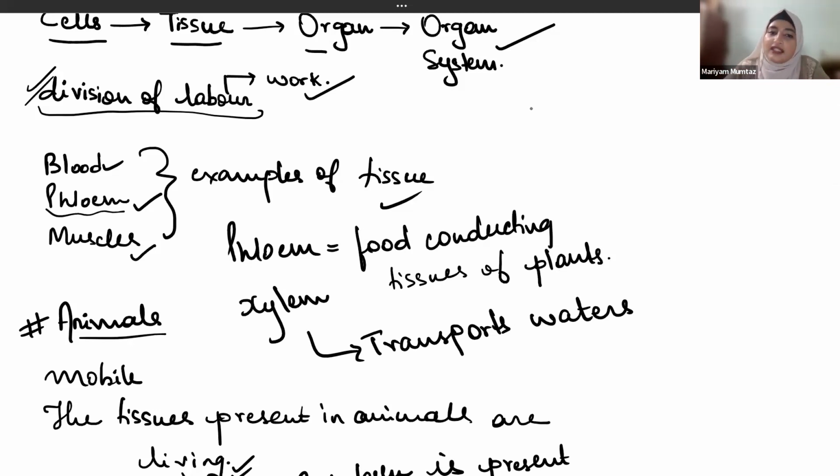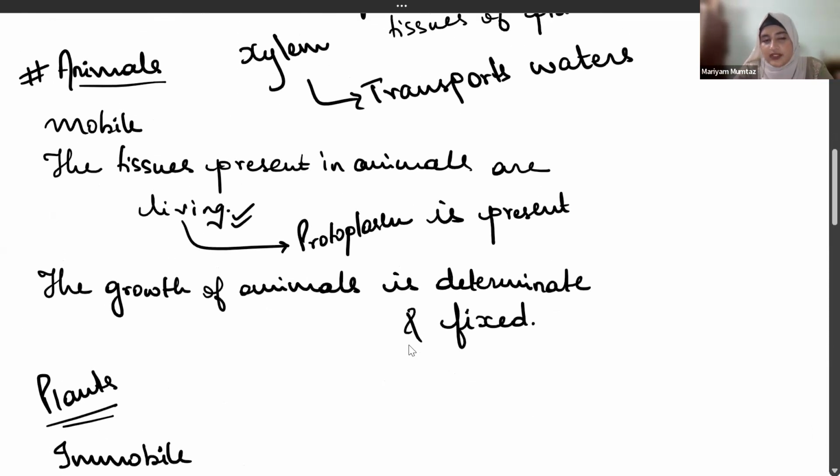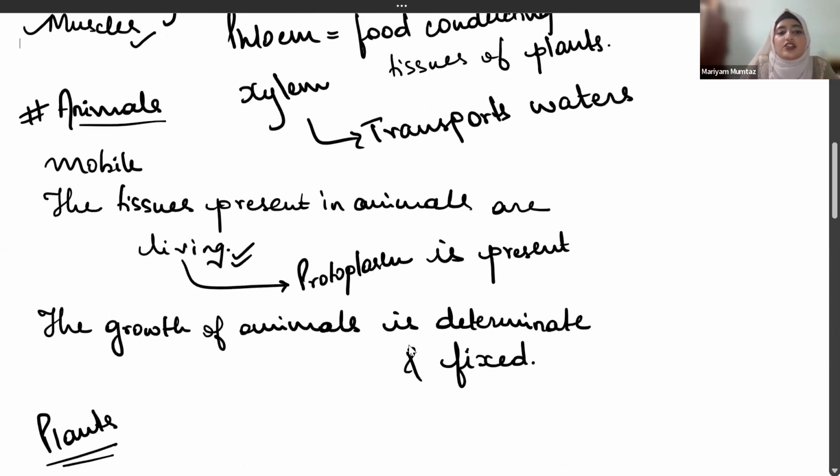But we have to see that these are tissues. Is it clear? So the blood, the phloem, the muscles are some of the examples of tissues. Now, moving forward, let us talk about the animals. Since animals are mobile, meaning we can move from one place to another, isn't it? I can move from one place to another, and all the dogs, cats, everything, they can move from one place to another.